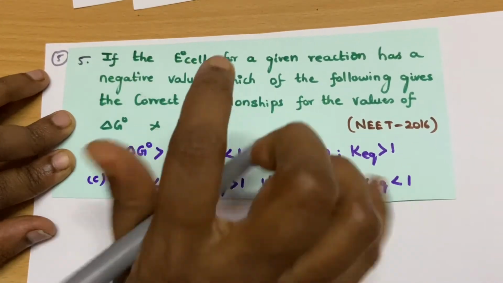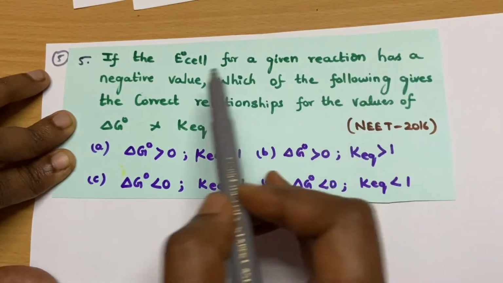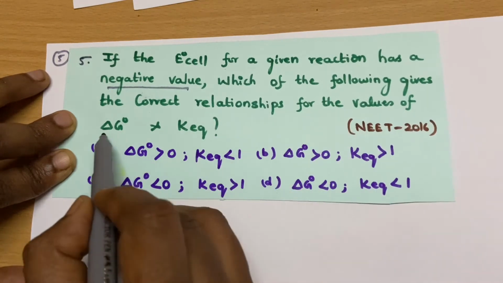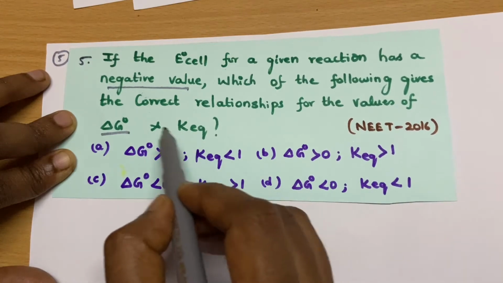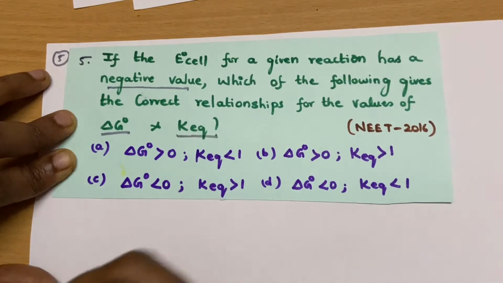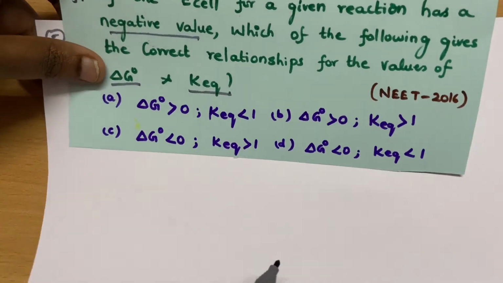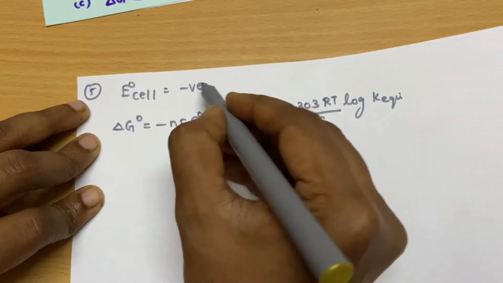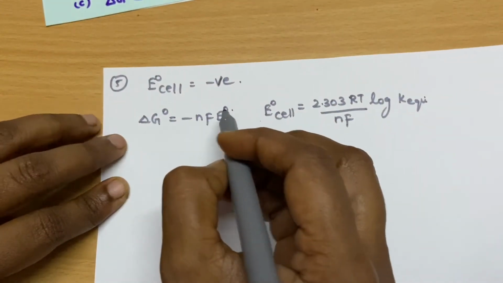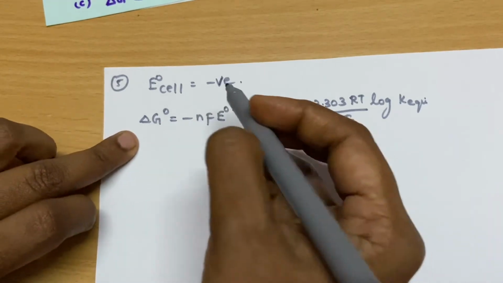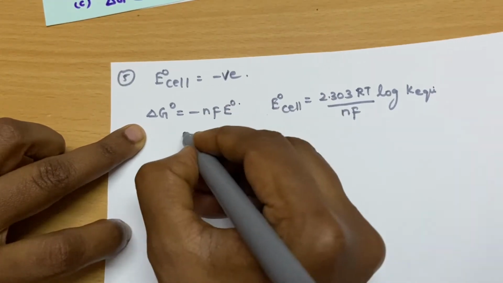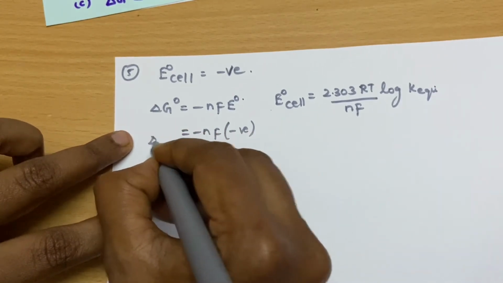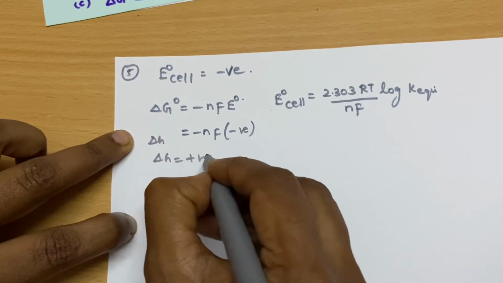Next question. If the EMF of the cell for a given reaction has a negative value, which of the following gives a correct relationship for the values? The change in Gibbs free energy, standard Gibbs free energy, and chemical equilibrium. So equilibrium constant. See, they have given the EMF of the cell is negative. So what is the relation between the EMF of the cell and the standard Gibbs free energy change? It is negative. So I'm going to substitute this negative value. So negative into negative, so your del G will become positive.